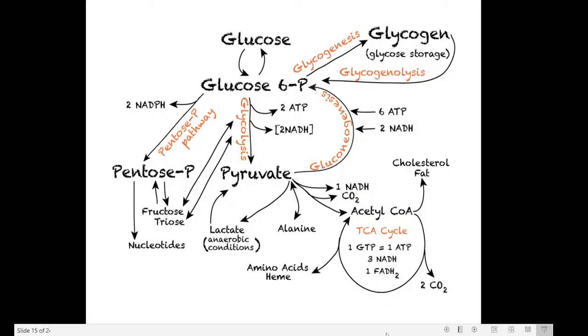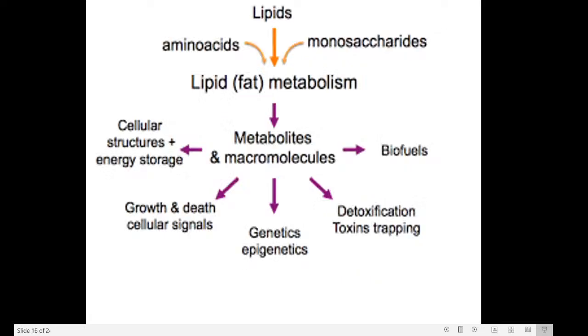This is the basic thing in the TCA cycle. These are all the glycolysis, gluconeogenesis, pentose pathway and TCA pathway. These four things happen in the carbohydrate metabolism. Then it is lipid metabolism.